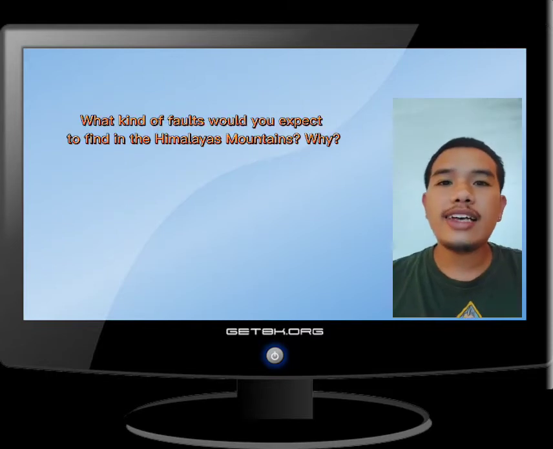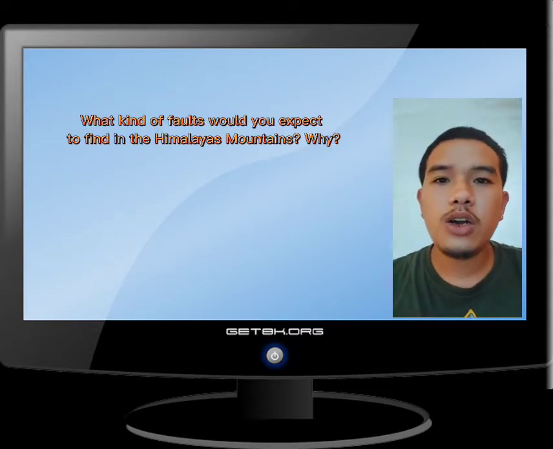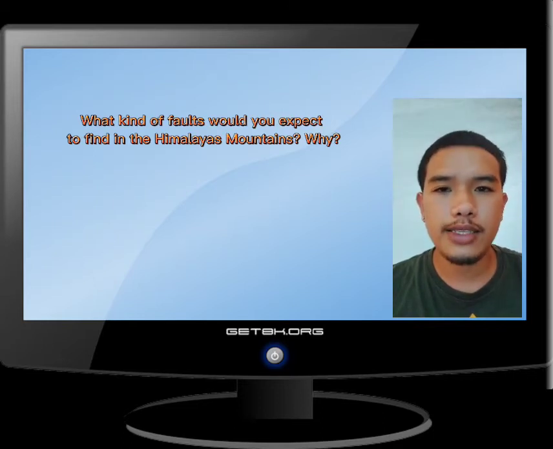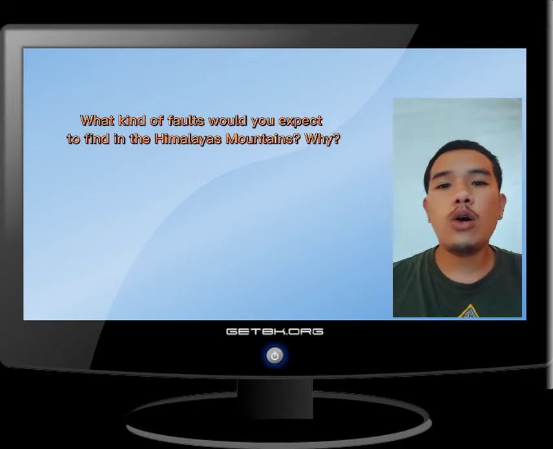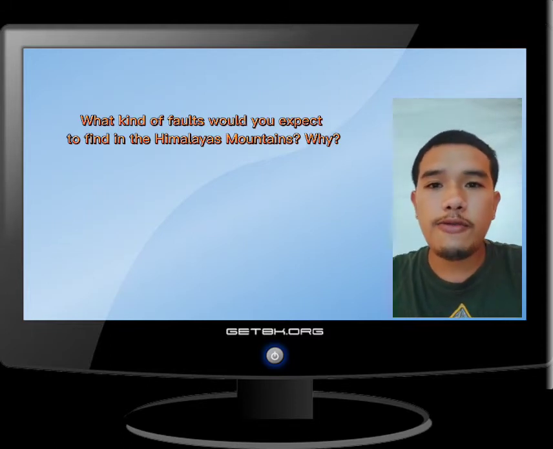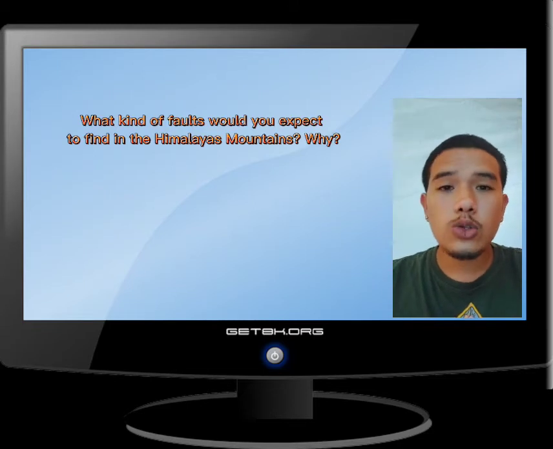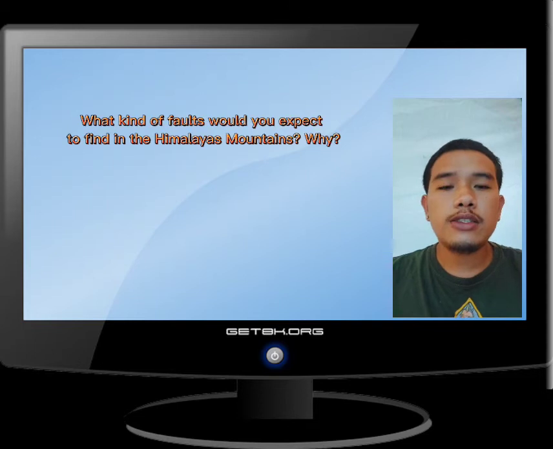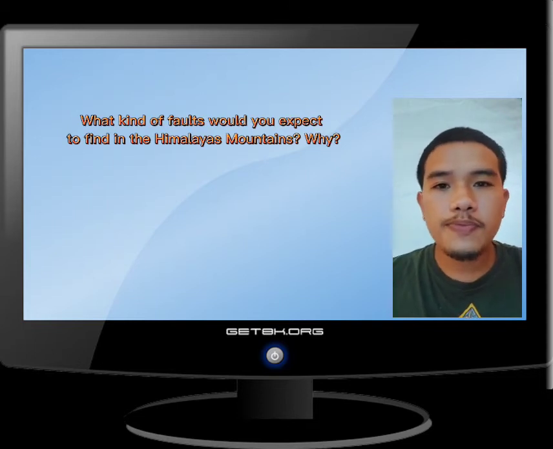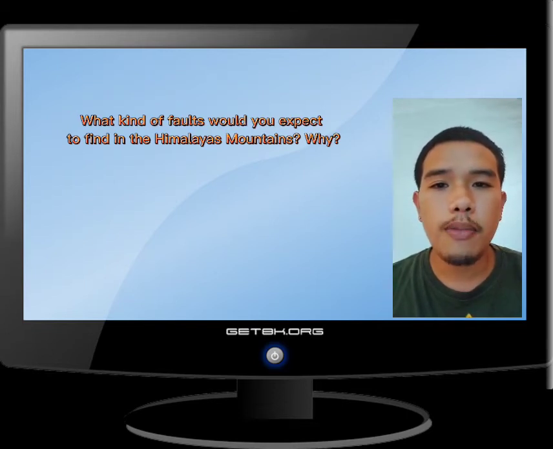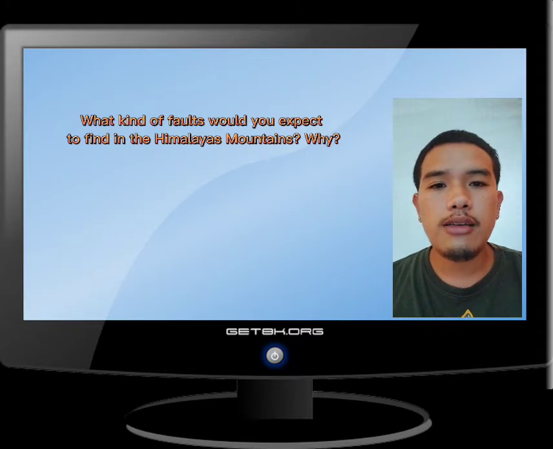Number 2. Ask the following questions. What kind of faults would you expect to find in the Himalayas mountains, and why? The faults that I would expect to find in the Himalayas are reverse faults, also called thrust faults, where one block slides on top of another.